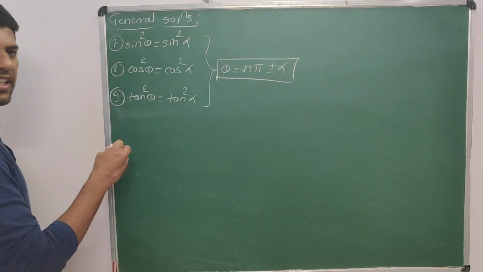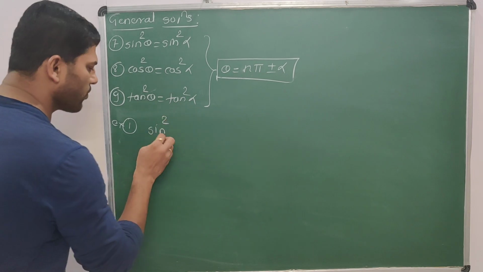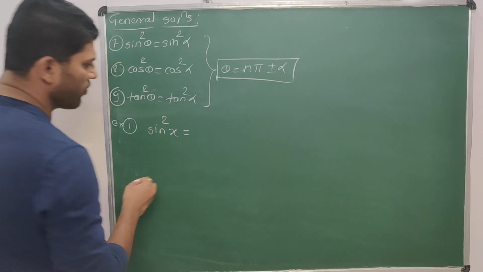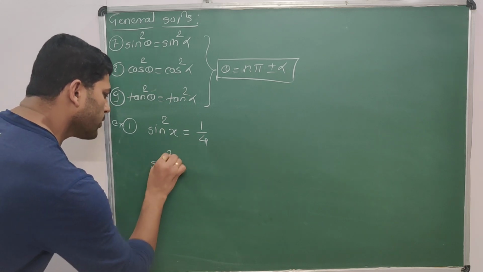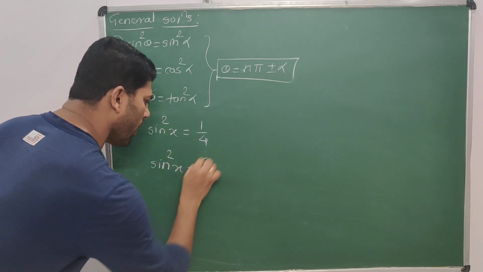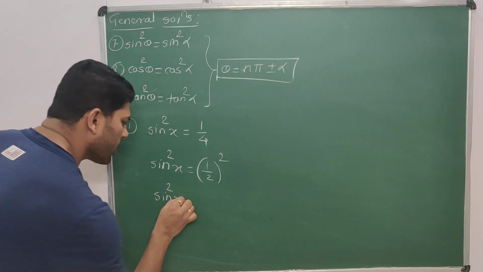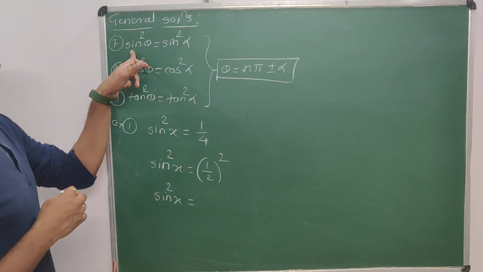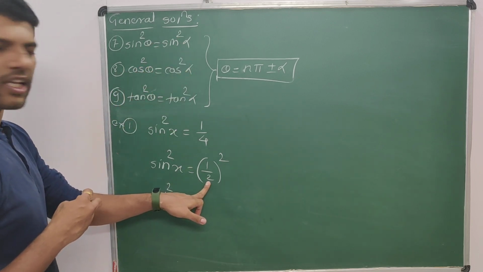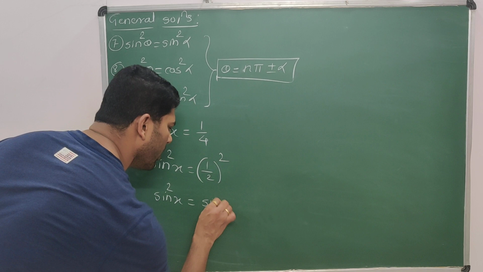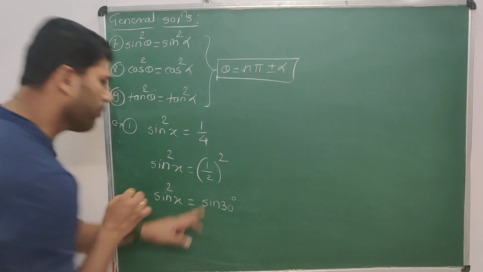Let's understand this with one example. Let's say it is sine square x is equal to 1 by 4. I can express this 1 by 4 as 1 by 2 its square. Now what does this structure suggest? The left hand side is a sine, so the right hand side must be a sine. So how to convert this into a sine? You know that sine of 30 degree is 1 by 2.